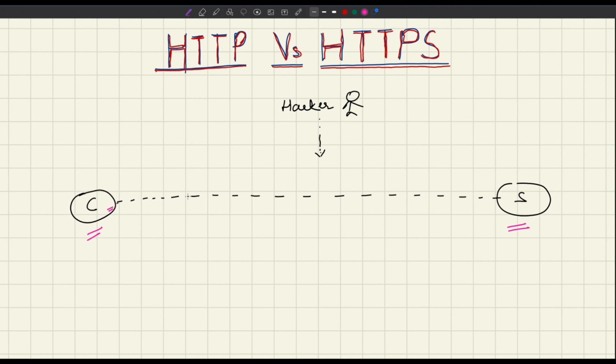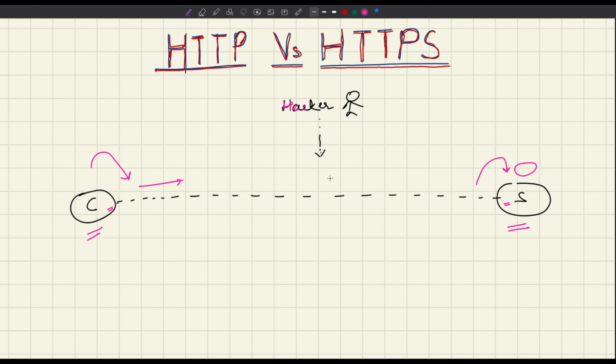So here is a client and here is a server who want to communicate over this HTTP channel, but here is a hacker. So we want to protect our data from the hacker, right? So for that, what we are going to do is that we are going to encrypt our data and send it, and the server is going to decrypt our data and use it. So if the data is encrypted, then the hacker would not be able to understand what's there, right? So that's what we want to achieve.